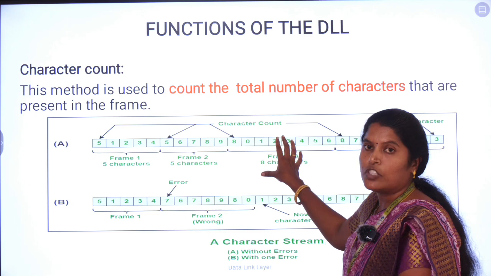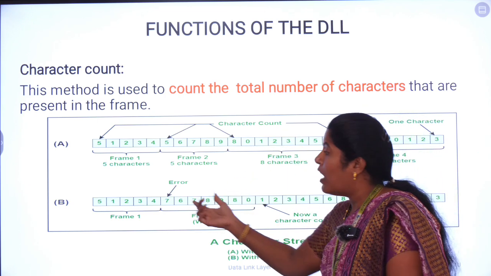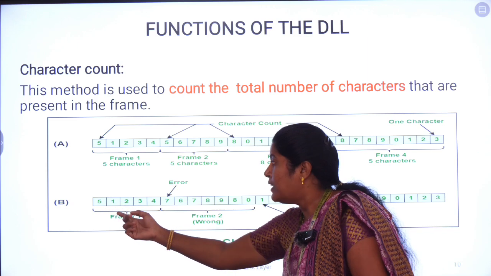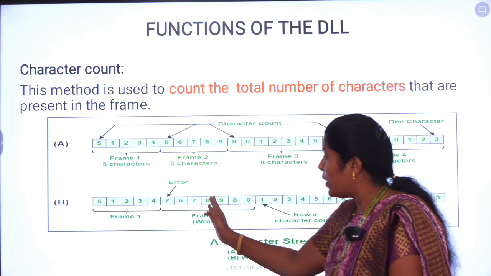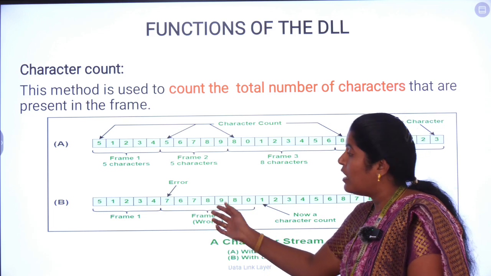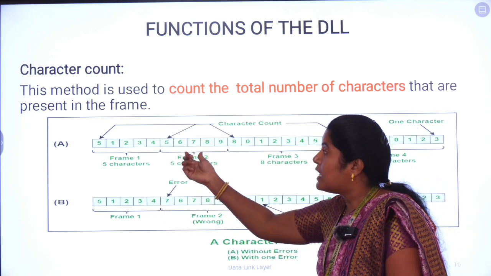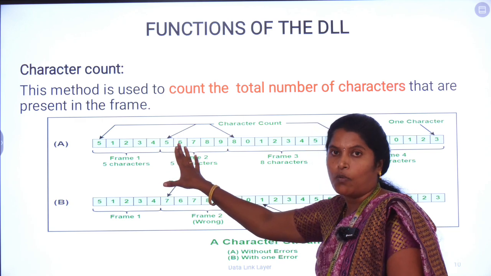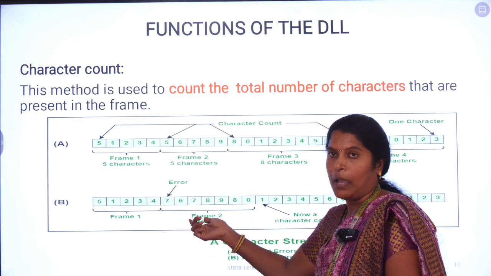So this is the original message at the sender side. At the receiver side, we could see that in frame 1 there are 5 bytes, 1, 2, 3, 4, and including the character count, it becomes 5. But on moving to the second frame, we could see that there is a character count of 7 at the receiver side, whereas at the sender side there is only 5. So this indicates that there is an error during the transmission of data.